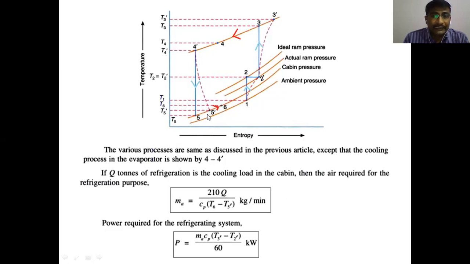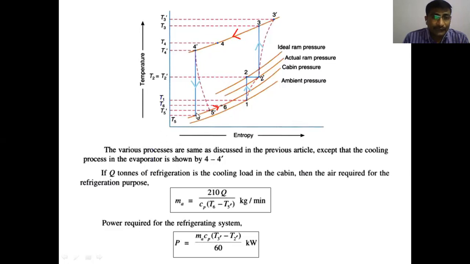The dry air rated temperature is minimized by providing the air evaporative cooling system when compared to the simple air cooling system. Clear, students? The DART can be reduced in this cycle when compared to the previous cycle. Before entering the cabin, the temperature of air is minimized. So 4 to 4 dash is the air evaporative process. Further cooling takes place in the air evaporative vessel.